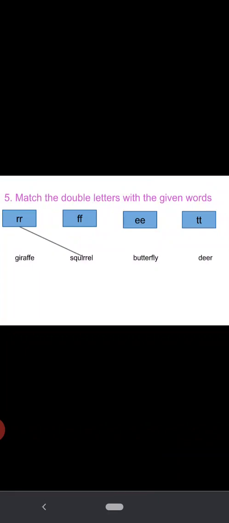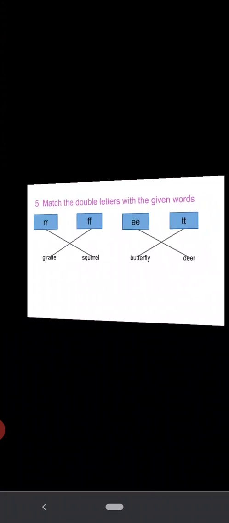SQUIRREL. Now double F. Where do we see double F, children? Giraffe. So in giraffe we have double F. So we join it together. Now double E. Where do we see double E? In butterfly or in deer? Yes, we see it in deer. So let us join it. And double T, butterfly. BUTTERFLY. So this way you will complete the exercise number 5 in your Bal Bharati textbook, page number 25. Now let us see the next exercise.